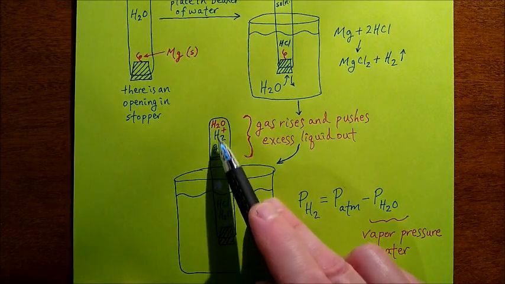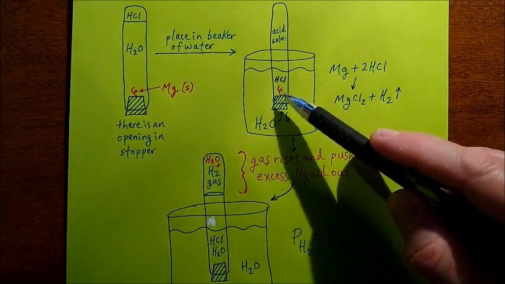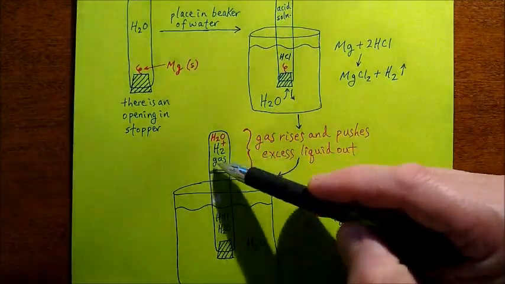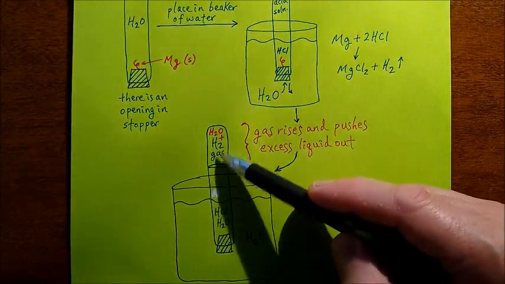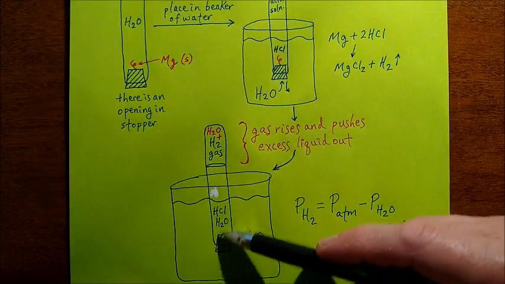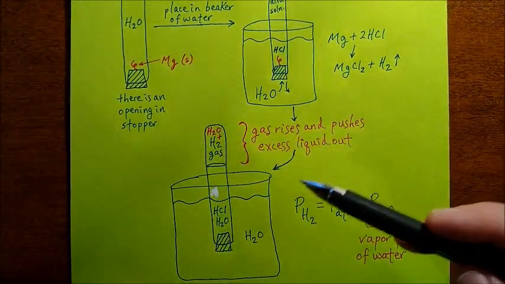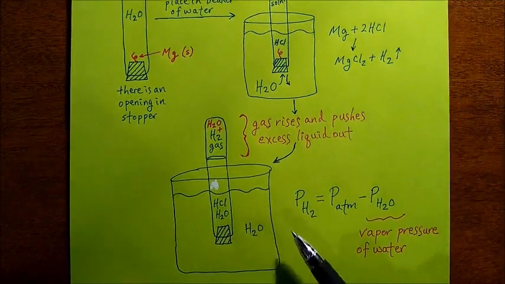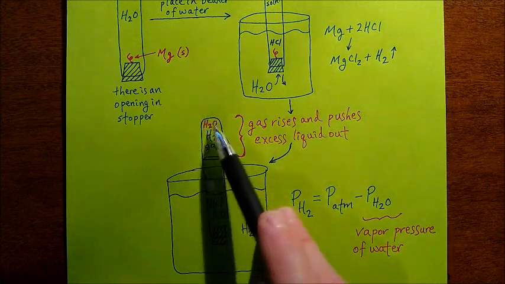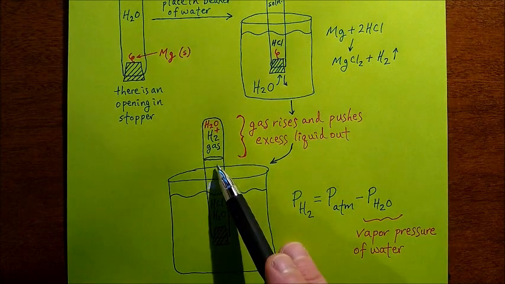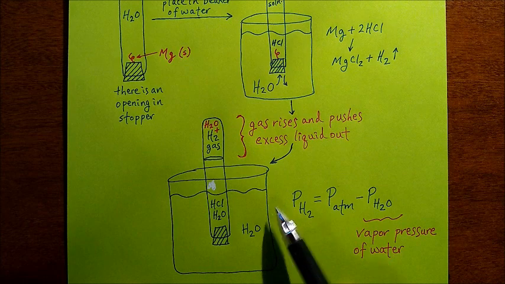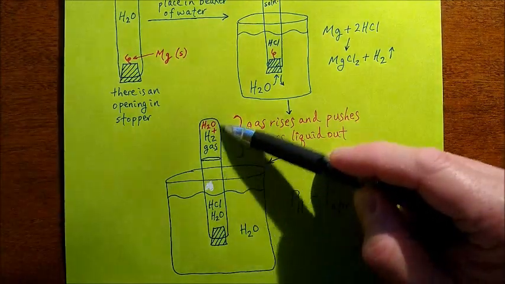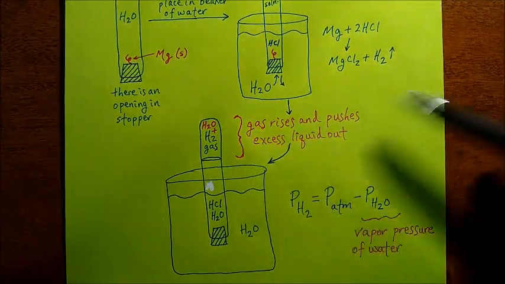Well, eventually the reaction will stop. The magnesium will all be consumed. We'll have all the hydrogen that was formed trapped up here in the top of the tube with water vapor. Since we collected the gas, it bubbled through, it carried some water molecules with it. So there is some water up here. The gas rises and pushes the excess liquid out. So we measure the volume of the gas, and we know that the pressure inside that container is the atmospheric pressure. The total pressure inside the vessel is equal to the pressure outside.